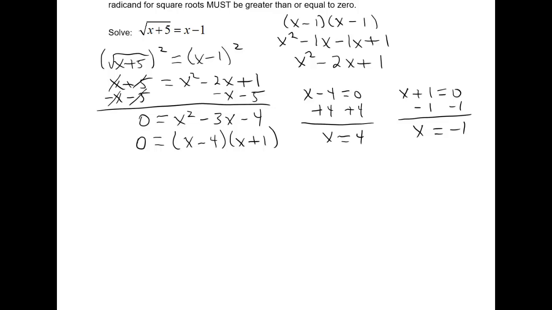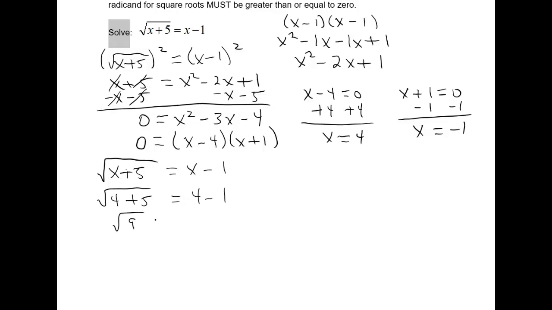Once we've solved, we need to check both answers. So we'll start with the 4. So we come to our original problem. The square root of x plus 5 equals x minus 1, and we're going to substitute 4 in for x. So we get the square root of 4 plus 5 equals 4 minus 1. 4 plus 5 is 9, so we have the square root of 9 equals 3. And we know that the square root of 9 is 3, so our answer checks. 3 equals 3. So 4 checks.